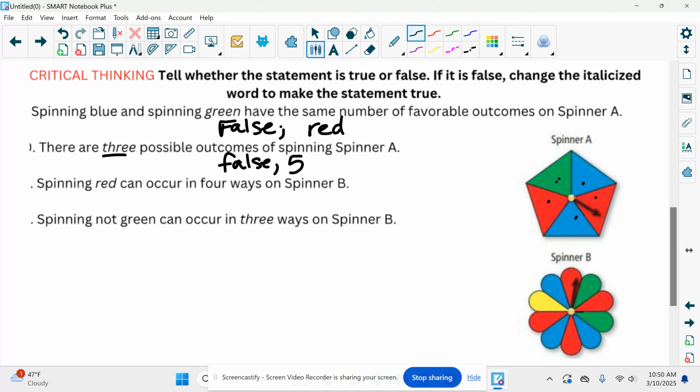Alright, spinning red can occur in 4 ways on spinner B. True. Spinning not green can occur in 3 ways on spinner B. Close. So here's spinner B. Here and here, green. The rest are not green. How many ways is that? 2. 1, 2, 3, 4, 5, 6, 7, 8 ways.